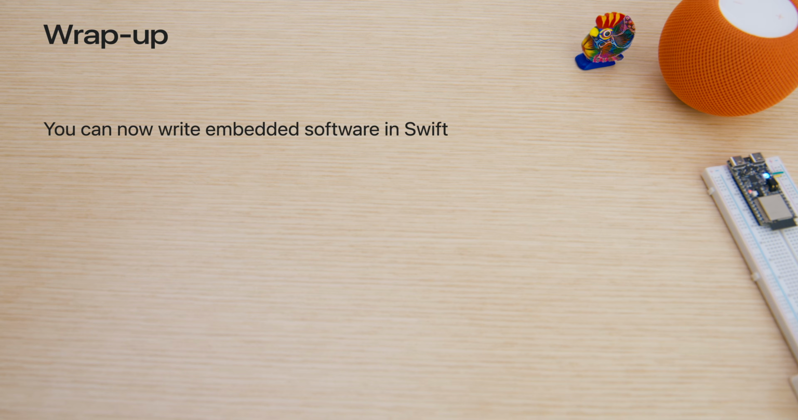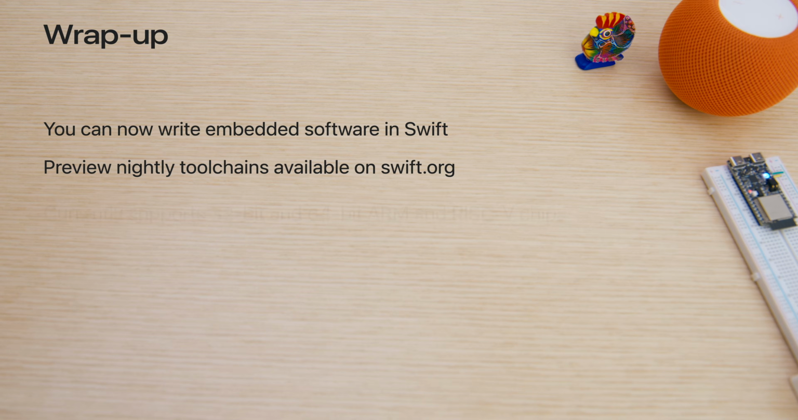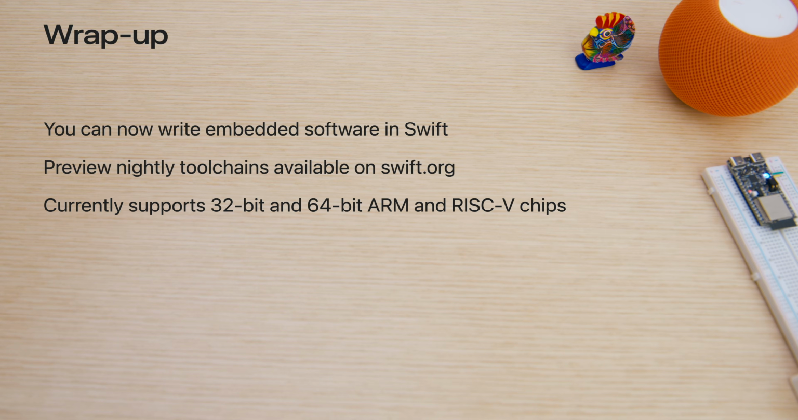We have seen how to use the new compilation mode, Embedded Swift, to program embedded devices. It's currently available as a preview and works best with nightly toolchains from Swift.org. Currently, ARM and RISC-V chips of both 32-bit and 64-bit variants are supported, but Embedded Swift is not really hardware-specific and it's quite easy to bring it to new instruction sets. Go try out Embedded Swift, build some cool electronics projects, and share your experience and feedback on the Swift forums.